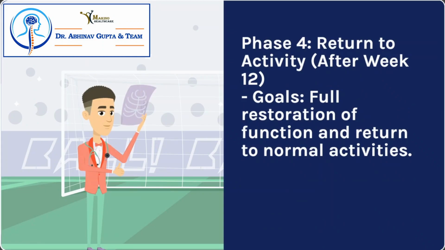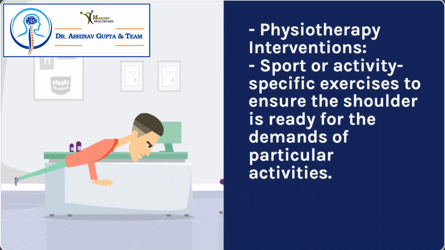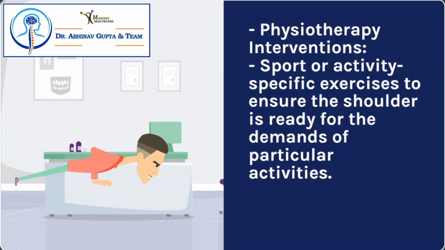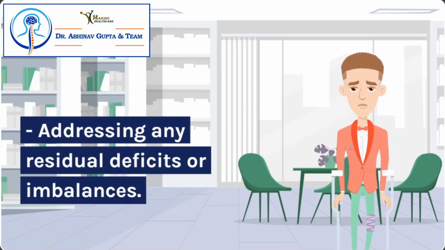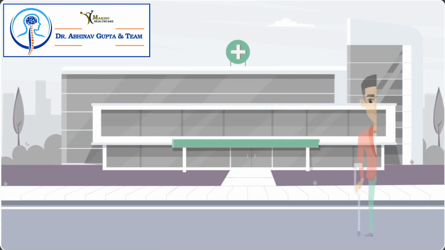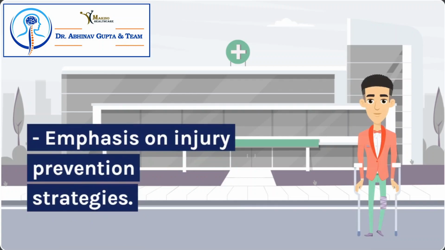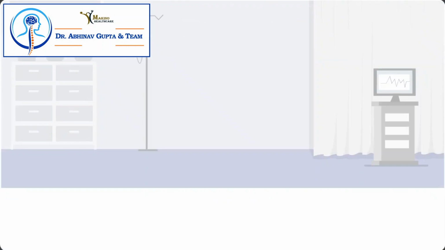Phase 4, return to activity, after week 12. Goals: full restoration of function and return to normal activities. Physiotherapy interventions: sport or activity-specific exercises to ensure the shoulder is ready for the demands of particular activities. Addressing any residual deficits or imbalances. Emphasis on injury prevention strategies.